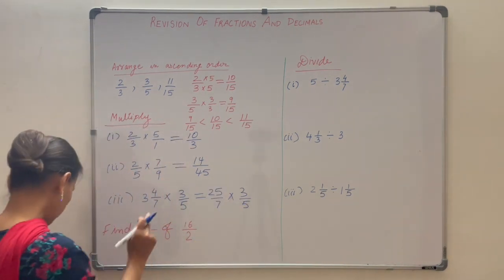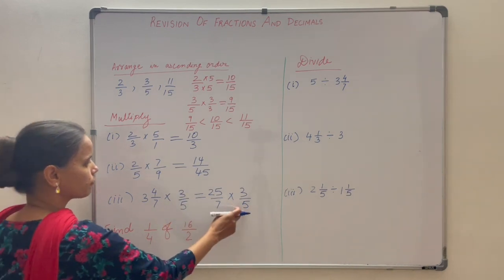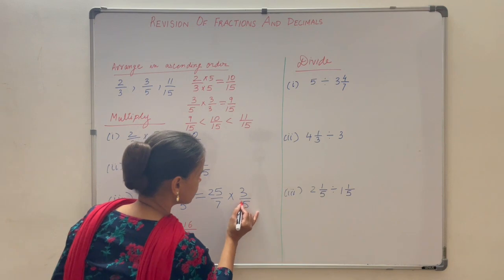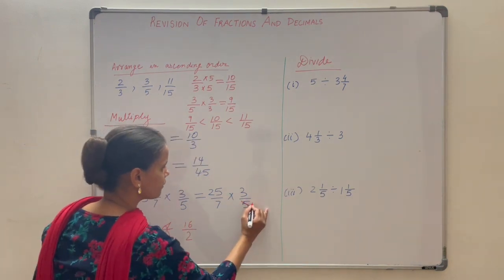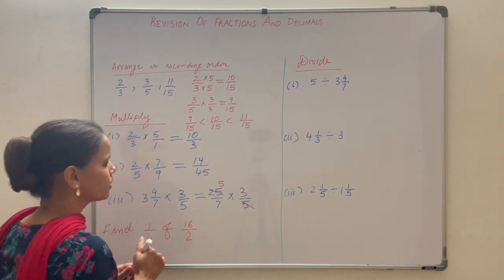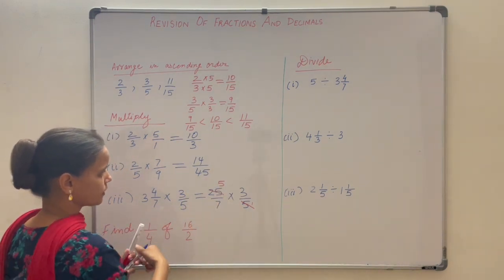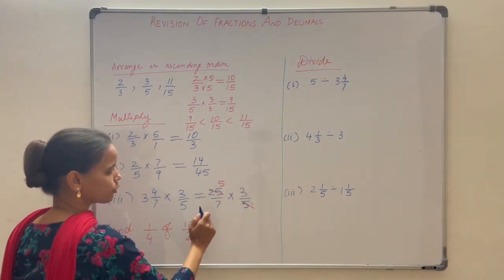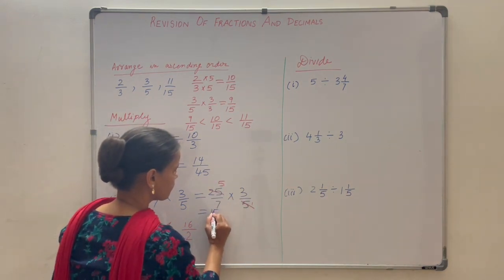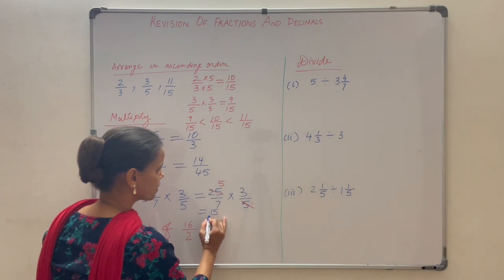If you have something in common here, so 5 and 25 have a common factor 5. So let us cancel this. This is 5 ones are 5 and this is 5 fives are 25. Okay. So now nothing you can cancel. So now you can multiply numerator to numerator. That is 5 into 3 is 15 and 7 into 1 is 7.